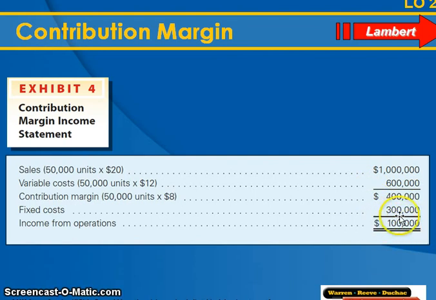Now, the important thing to notice here is, what if my fixed costs were lower? The point is that the product itself is making me $400,000. That's really the key point here.